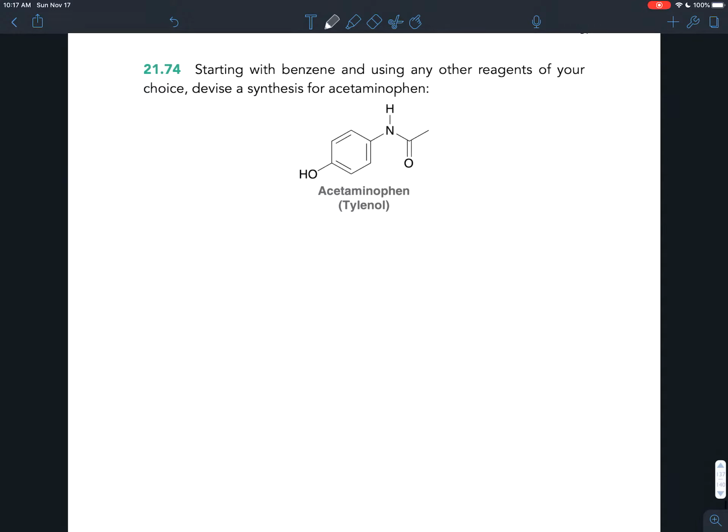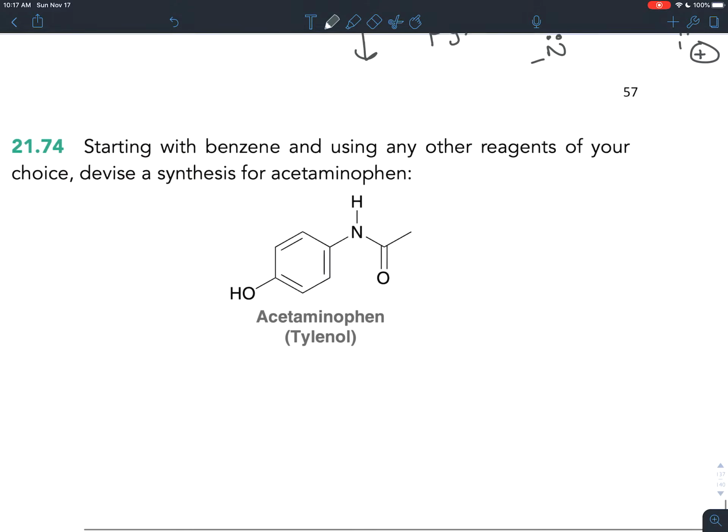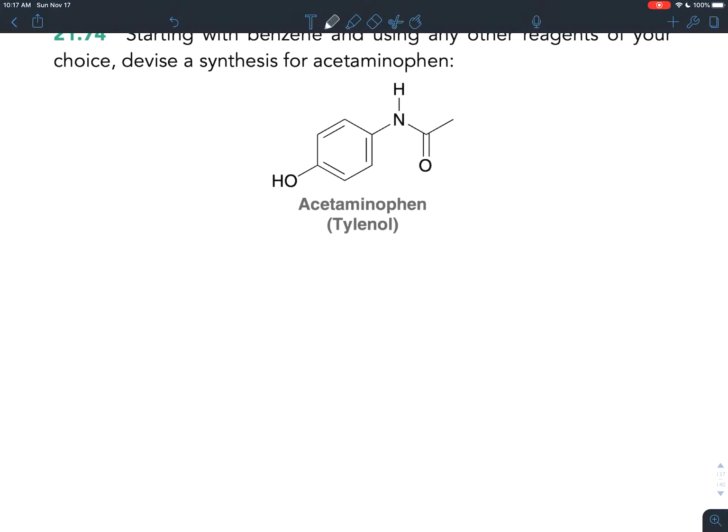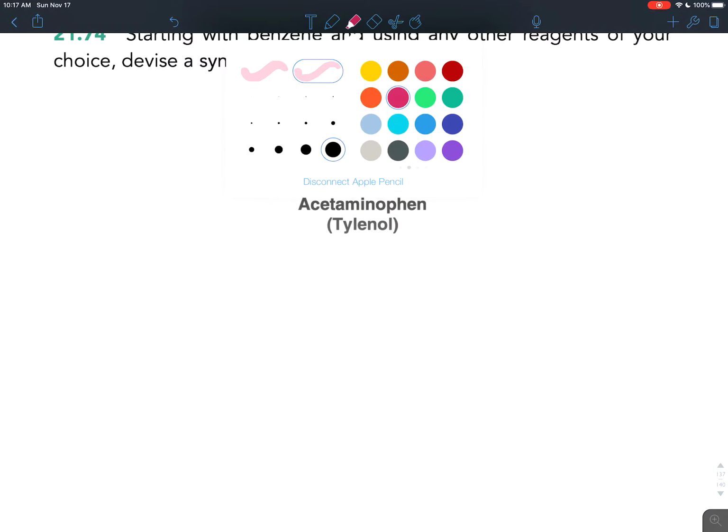In exercise 2174, we're trying to make Tylenol, acetaminophen, from the vapors of gasoline, benzene. So the question says, starting with benzene and using any other reagents of your choice, devise a synthesis for acetaminophen.